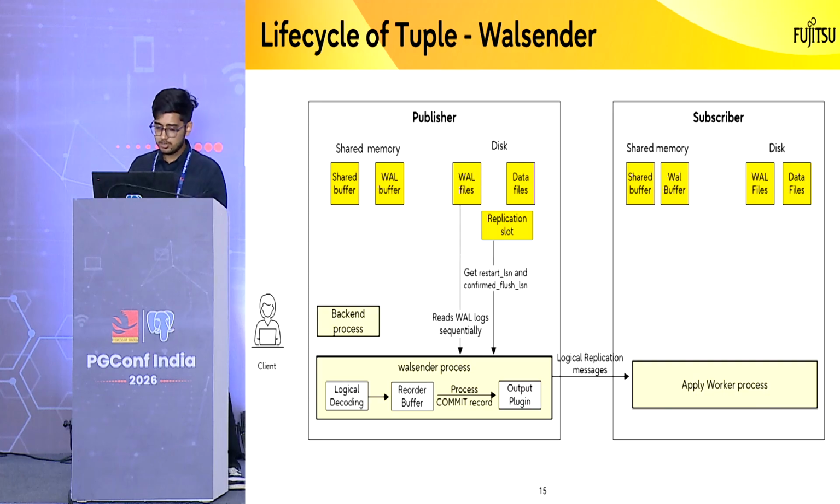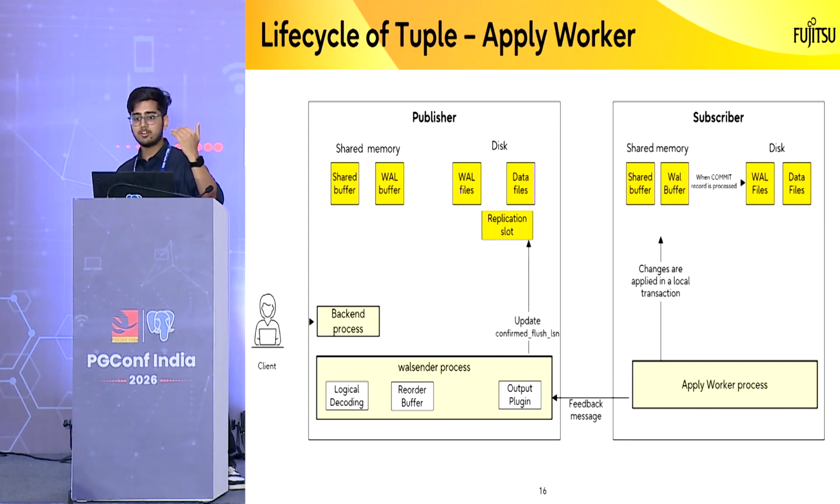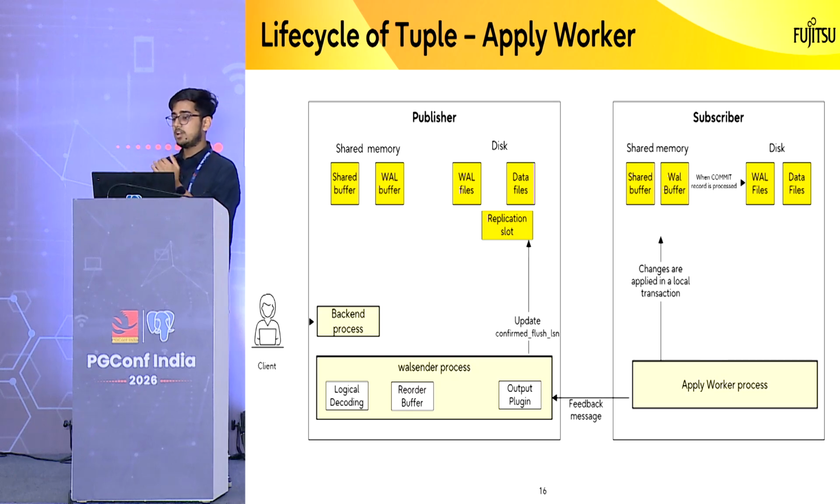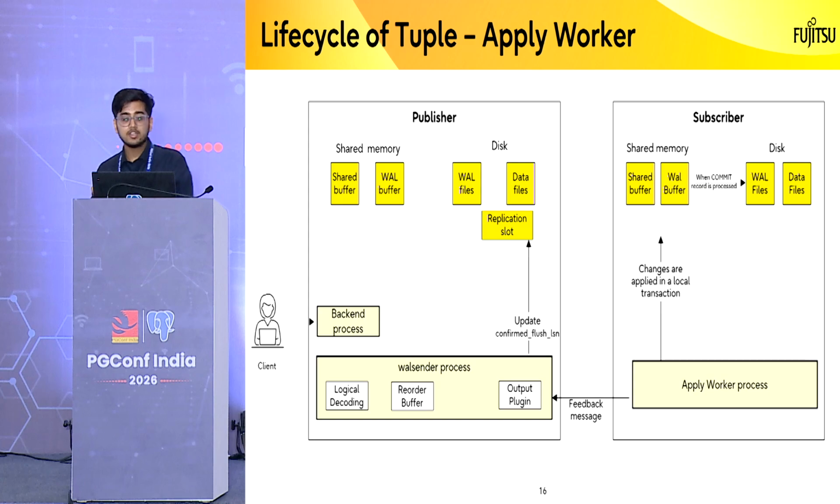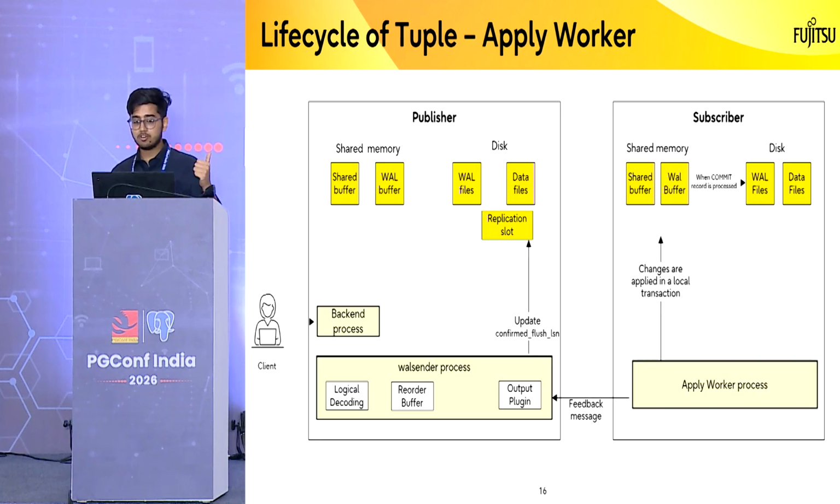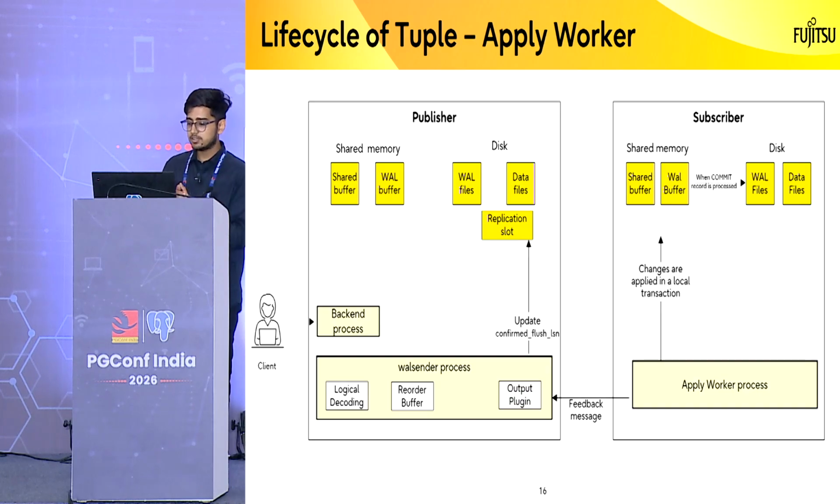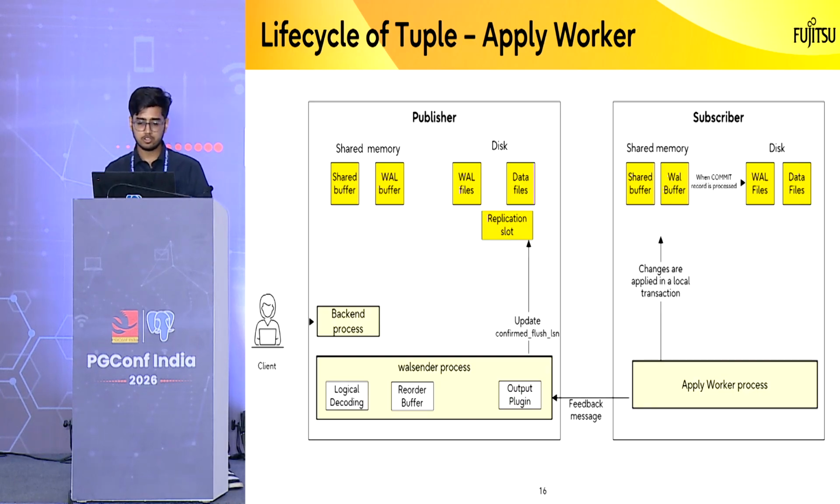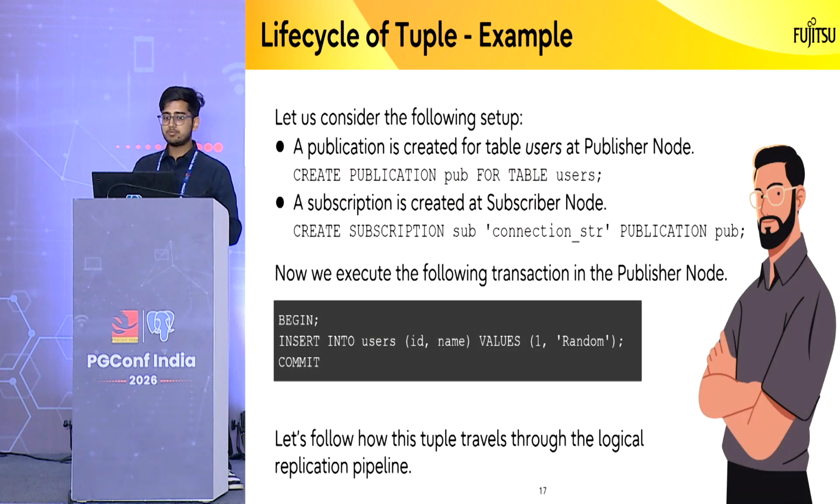Once it is received on the subscriber node, the apply worker comes into the picture, and it will start a local transaction, apply those changes and commit that transaction. Once that transaction is committed, it will update the replication origin on the subscriber node, and alongside it, it will send a feedback message to the WAL sender process. And once that feedback message is received by the WAL sender process, it will update the LSN values on the replication slot. So this was the basic flow it will follow.